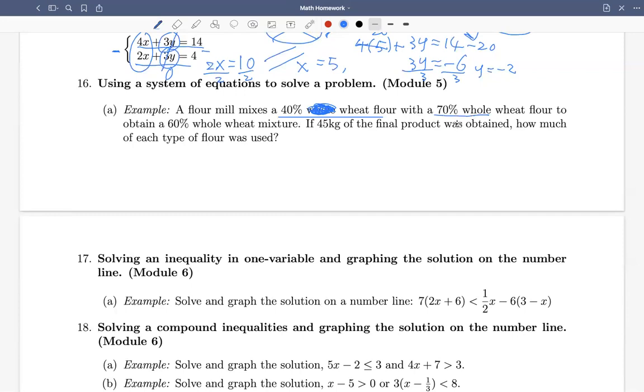So I have two different kinds. To obtain 60% whole wheat mixture. So we need to interpret this English into mathematical equations. So the question is, if 45 kilogram of final product was obtained, how much of each type of flour was used? Let's name some variables.